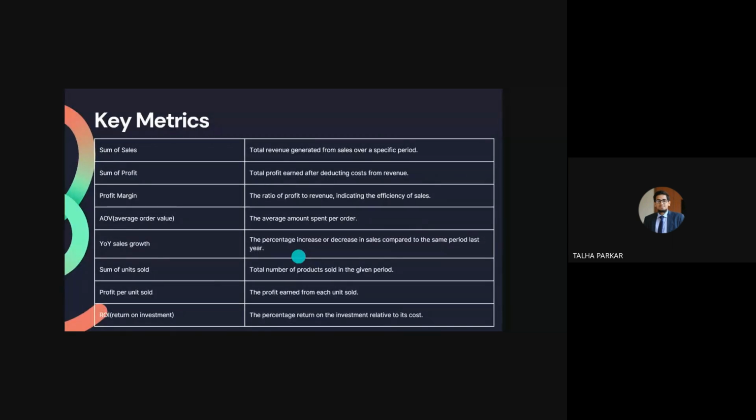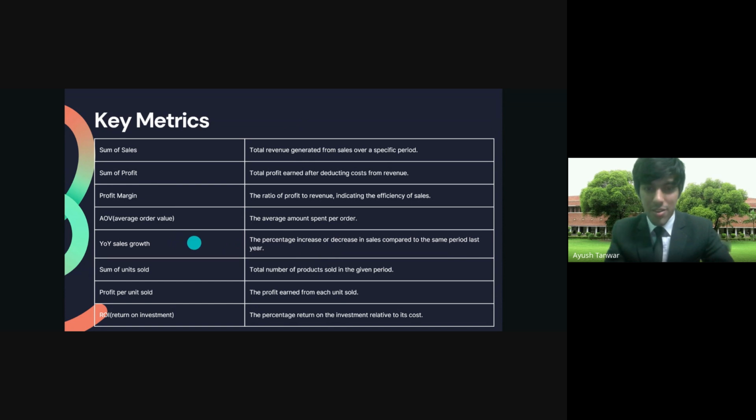Sure. Yeah, thank you. And then we have year-on-year sales growth. Like I showed you in the first graph where the line was rising, that shows the year-on-year sales growth. The sum of the units sold, the total units we have sold, the profit per unit sold, and the return on investment, the percentage of return that was made on our cost.